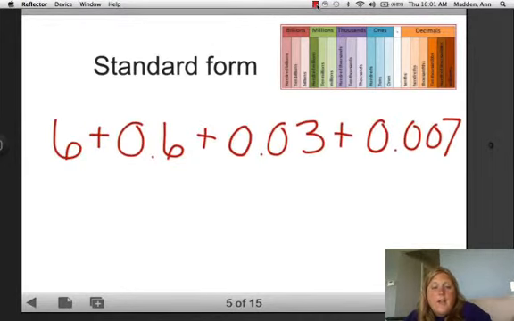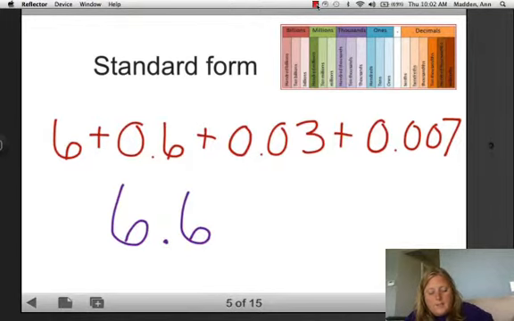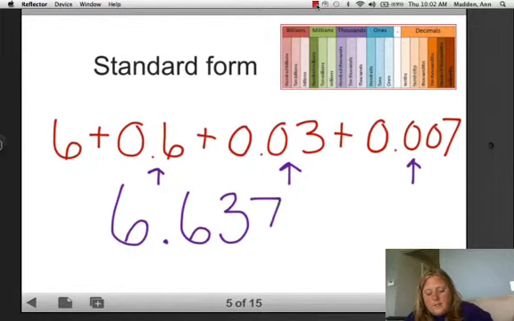You might also be asked to write numbers in standard form. Let's take a look to see how I do that. I see the whole number of 6. My next place value over is the tenths. What digit do I see there? I see a 6 in the tenths spot. I see a 3 in the hundredths spot. And I see a 7 in the thousandths spot.